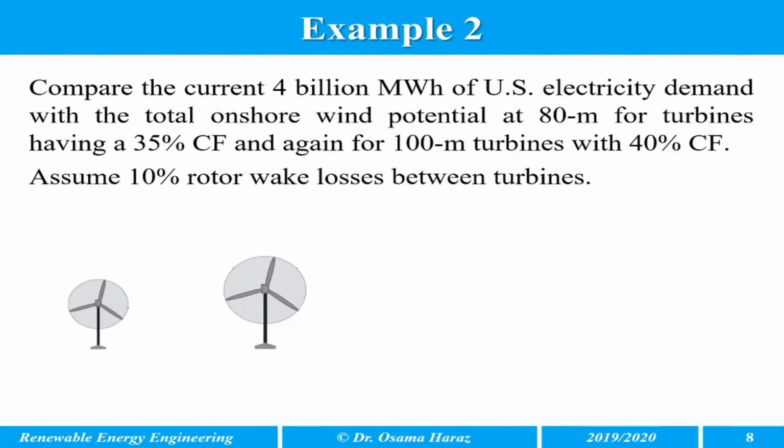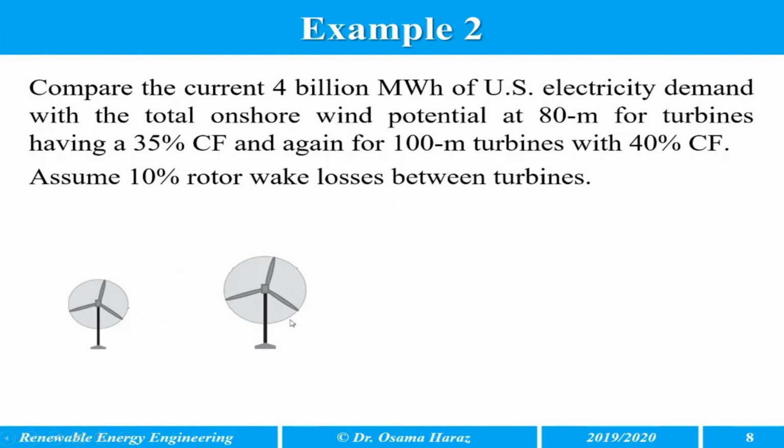Another example, let's see how to solve this example. Compare the current 4 billion megawatt hour of United States electricity demand with the total onshore wind potential at 80 meter for turbines having 35% CF, and again for 100 meter turbines with 40% CF. Assume 10% rotor wake losses between turbines.